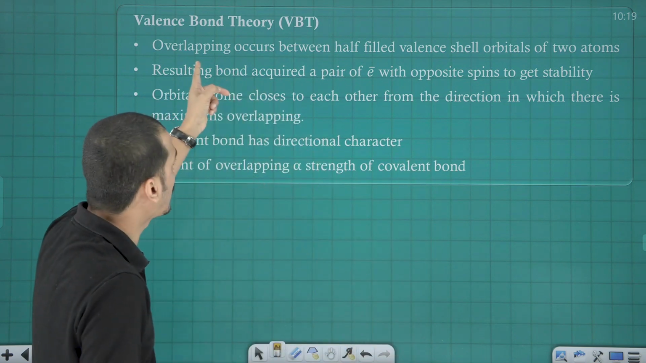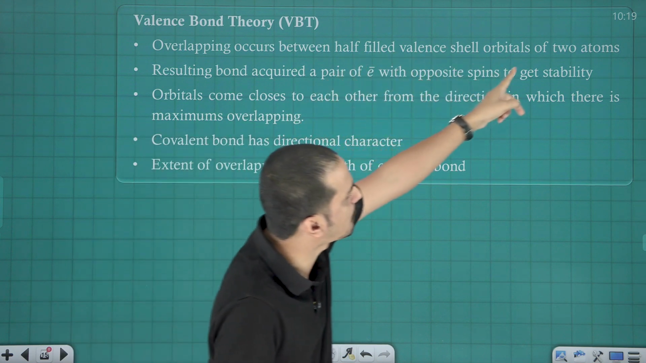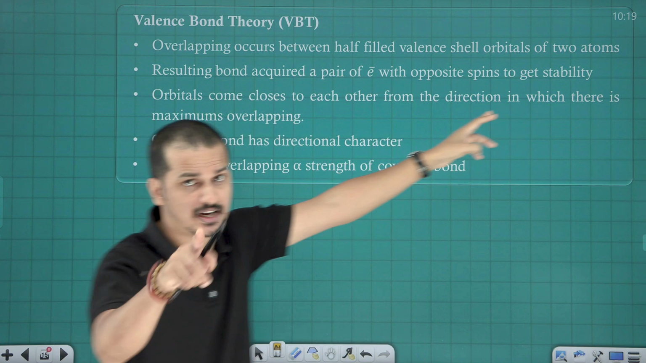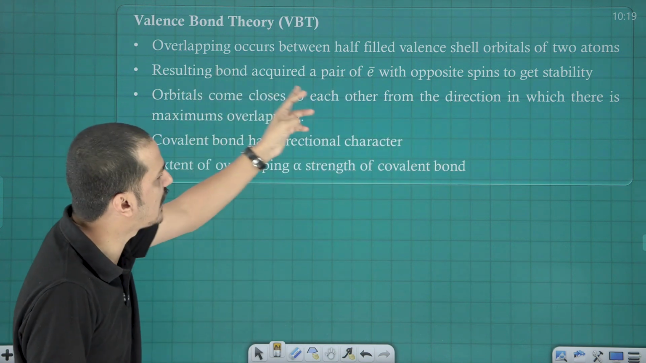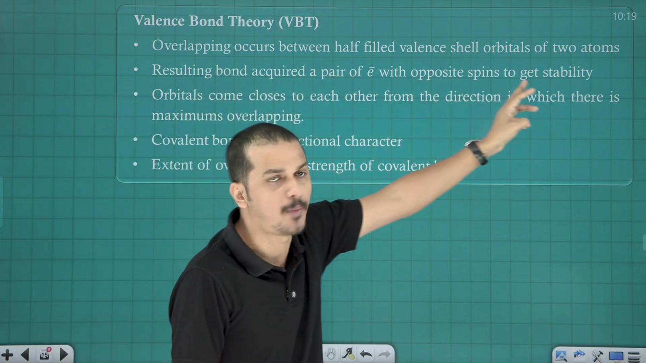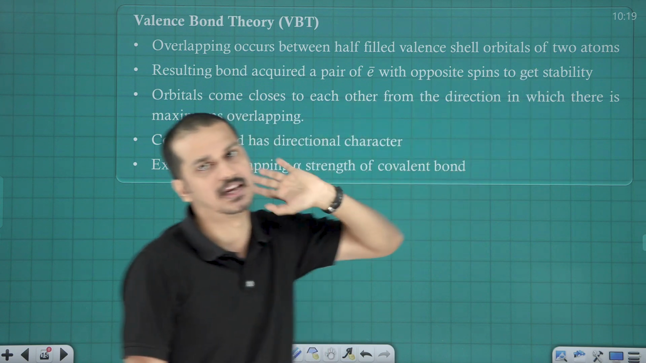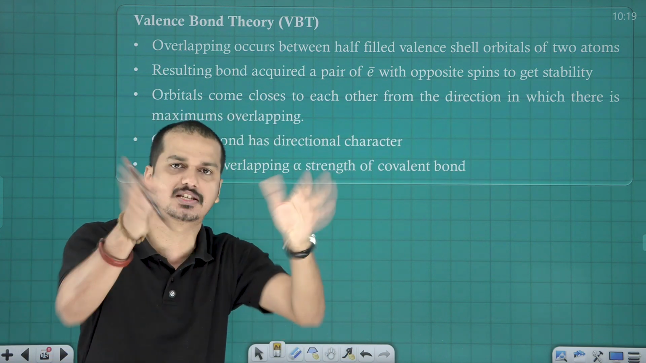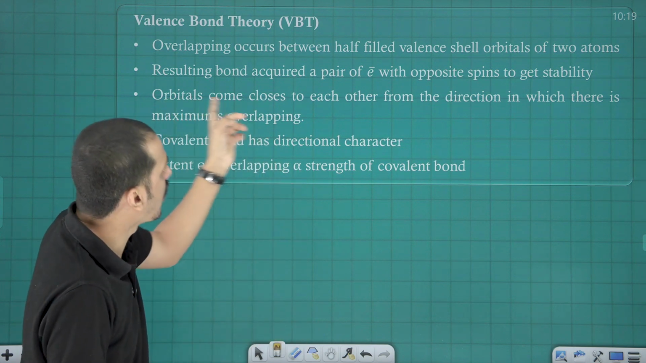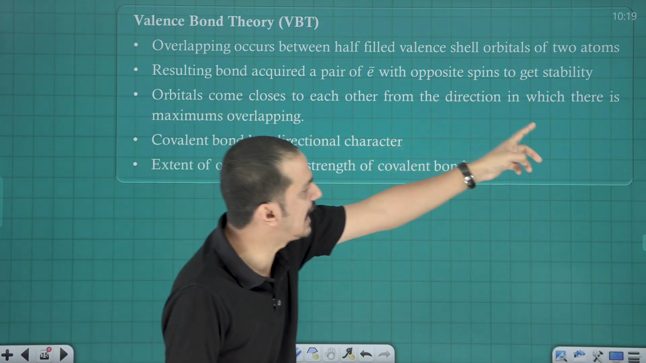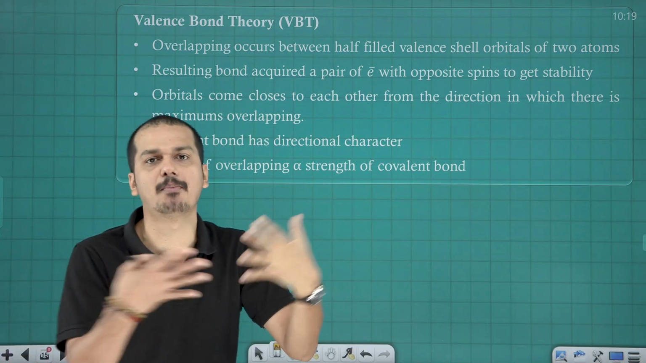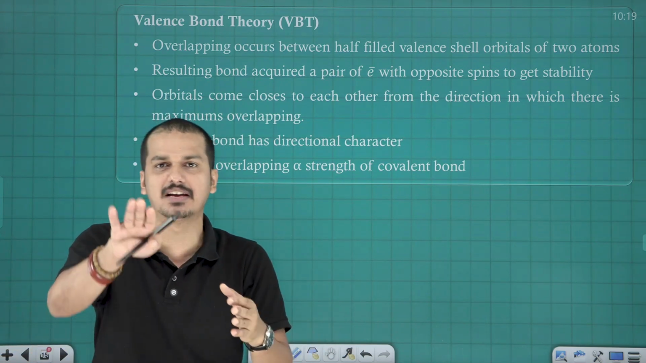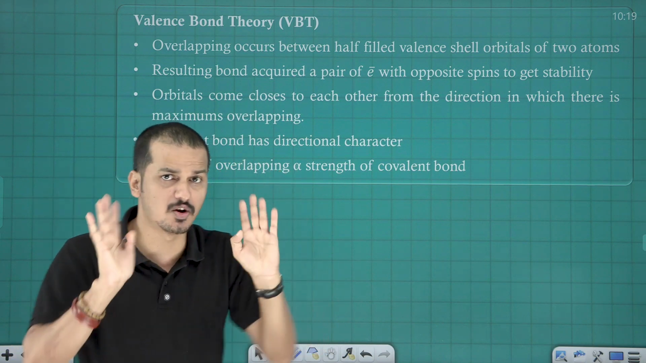See, that overlapping occurs between half-filled valence shell orbitals of two atoms. The resulting bond acquires a pair of electrons with opposite spins to get stability. One will be clockwise, one will be anti-clockwise. They will overlap during that time, then they will get stability. Third point, orbitals come closest to each other from the direction in which there is maximum overlapping. On that basis, two kinds of overlapping are there. End to end is sigma, sidewise is pi. That idea also you remember.